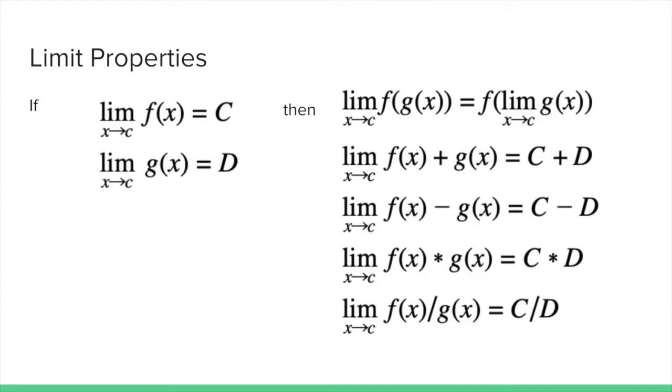The exact same property works for subtraction and multiplication. So going down one by one, we say that the limit as x approaches c of f of x minus g of x is c minus d, and the limit as x approaches c of f of x times g of x is c times d.